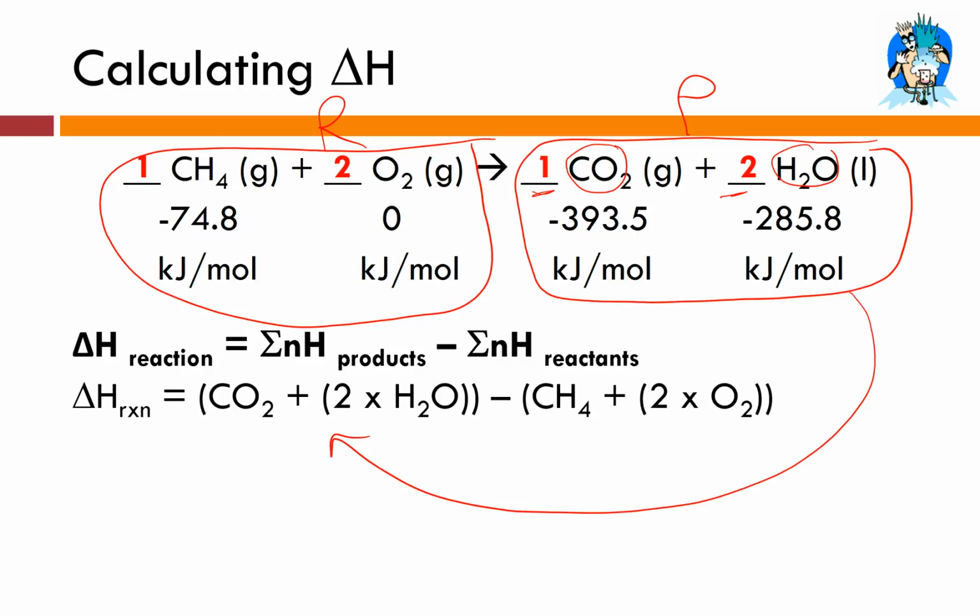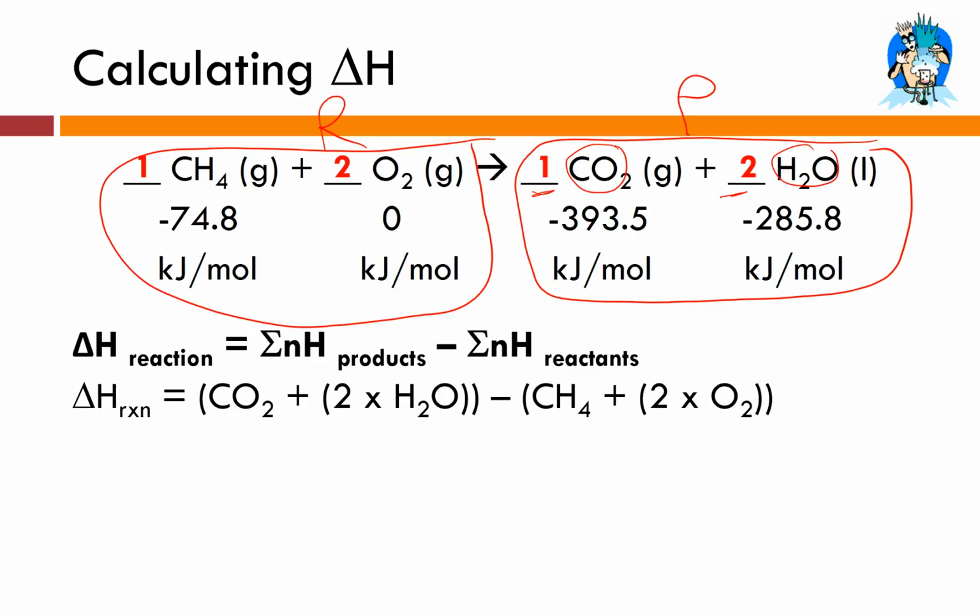And here they show up here. I've got carbon dioxide times 1, so I didn't include that term, plus, because it's summation of moles, 2 moles of water. I can do the same thing for the reactant side. I have CH4, 1 mole of that, so just CH4, plus 2 moles of oxygen, 2 times O2. And it's products minus reactants, so I need to subtract.